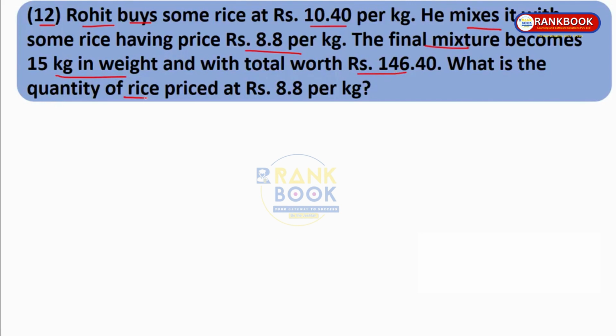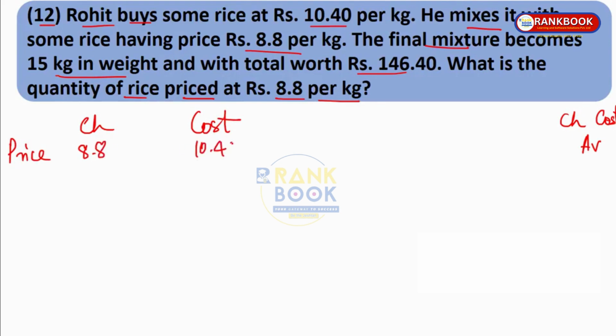What is the quantity of rice priced at rupees 8.8 per kg? Again, now we have to find the quantity of the cheaper rice. So what do we use? The formula. Very easily, we have two quantities, cheap rice and the costlier rice. We have the average price. What do we do over here? Let us start with cheap rice and costly rice. Price of the cheap rice is what? 8.8 per kg. Costly is 10.40 per kg.